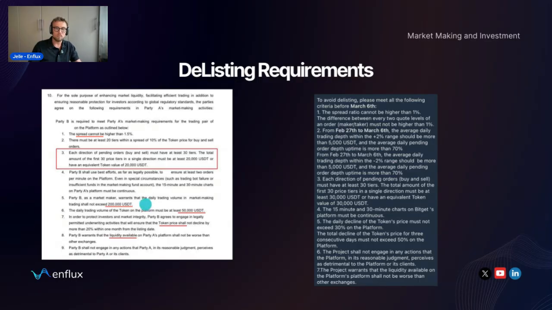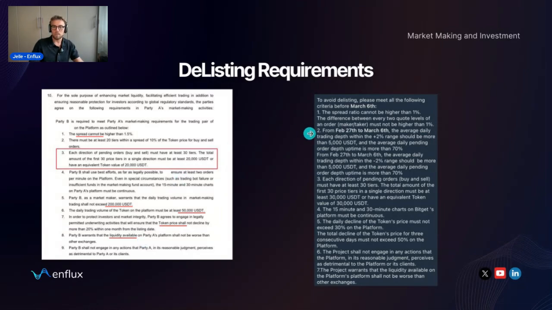The volume cannot be more than 200K on market making trading. I think this is preventing wash trading, but there needs to be at least $50,000 in tokens in volume. This is BitGet, by the way. The price shall not decline by more than 20% within a month from listing date. Of course, you cannot guarantee that, but I think they just want to prevent rug pullers here. And there needs to be enough liquidity, meaning enough funds on the book, but also making sure there are enough funds on the account.